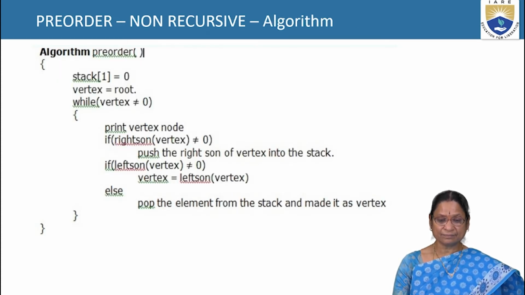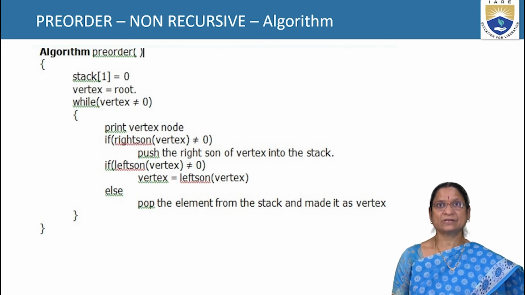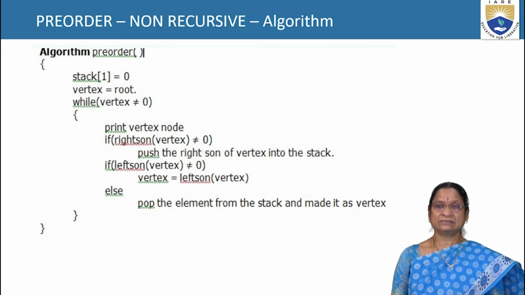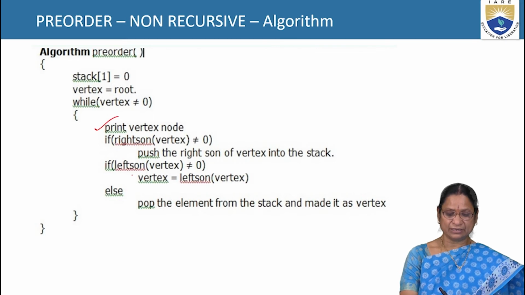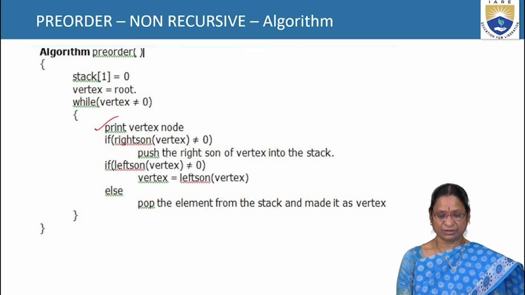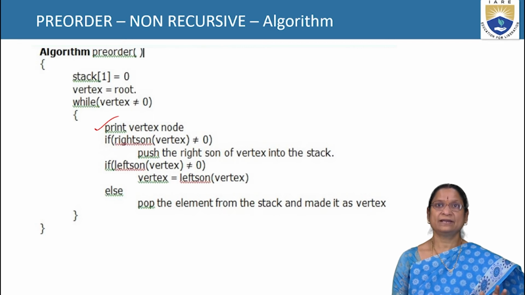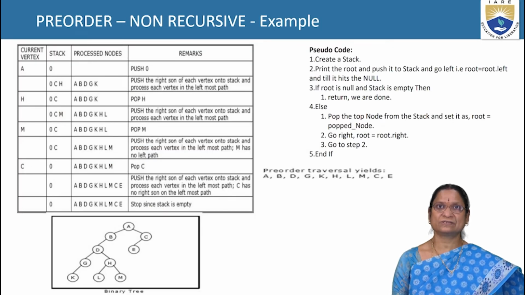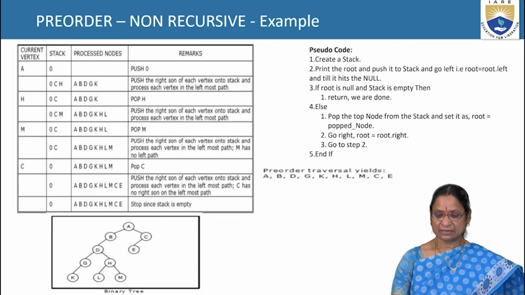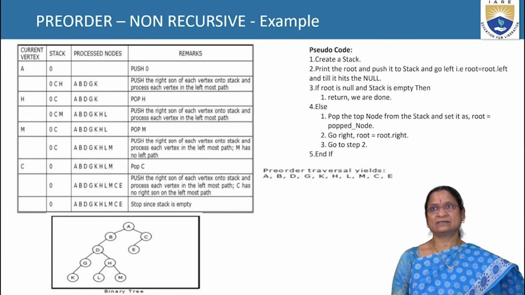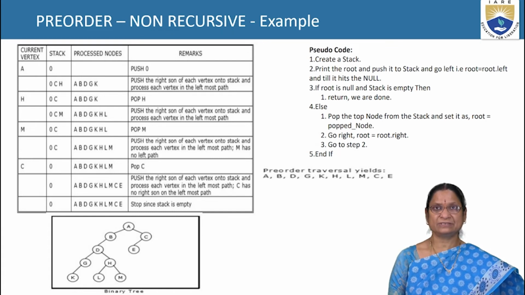So this is the algorithm, pre-order, we are using. Stack, vertex is root, same as before. First we are printing, then we are updating. If the right son is not equal to 0, we are pushing. If the left son is not equal to 0, we are pushing. Otherwise, we are popping the element and making it the vertex. That means we are pushing the left subtree as well as the right subtree one by one if it is not equal to 0. So this is the algorithm or pseudocode we discussed earlier, and we will follow these pseudocode steps.